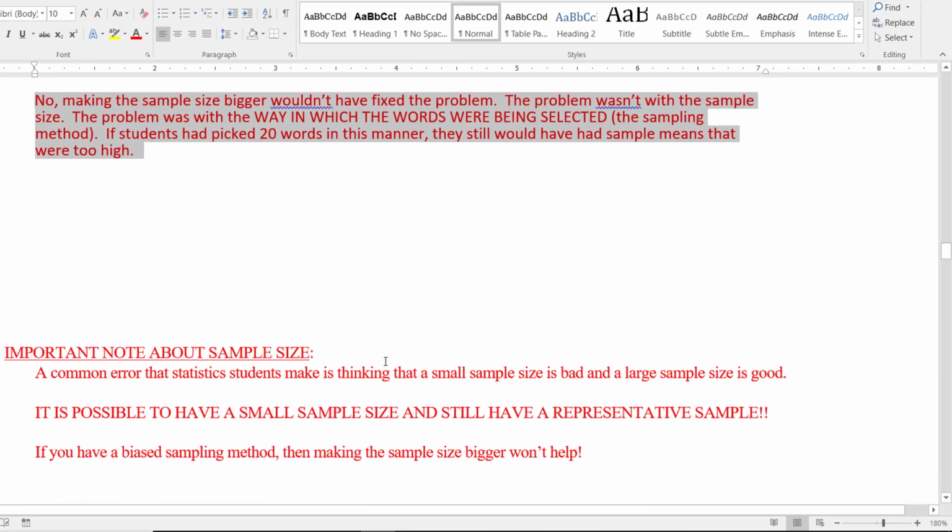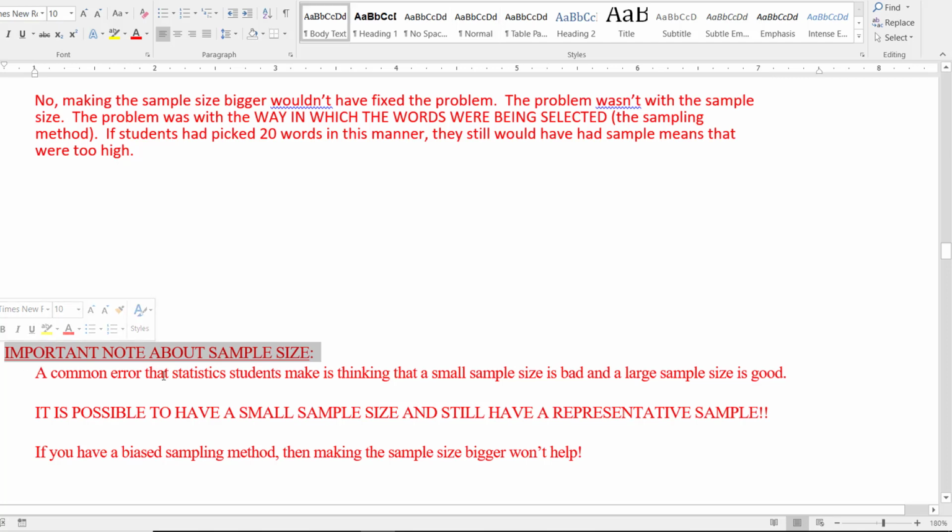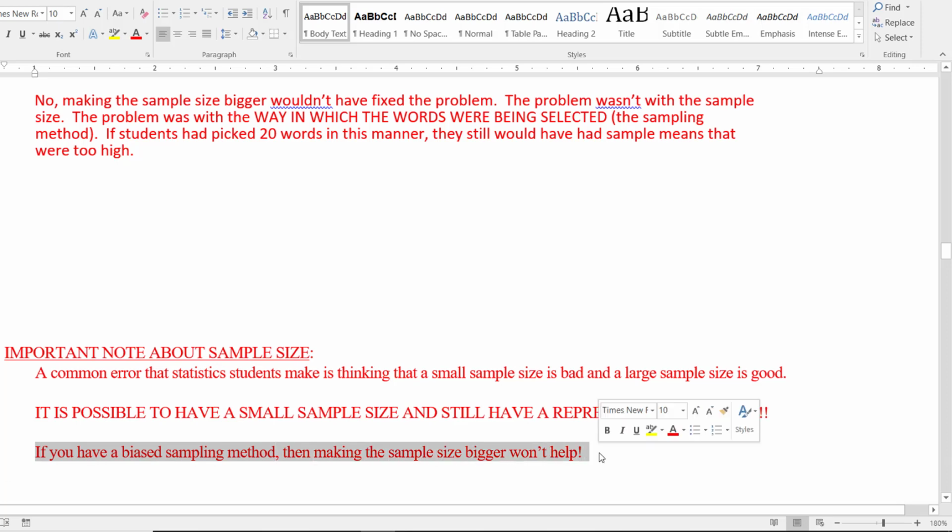It is important, please, to note an important issue about sample size. It's a common error that statistics students make. They think that a small sample size is just automatically bad and a large sample size is just automatically good, end of story. And it is just not true. It is possible to have a small sample size and still have a representative sample. If you have a biased sampling method, a bigger sample size is not going to help with that situation.